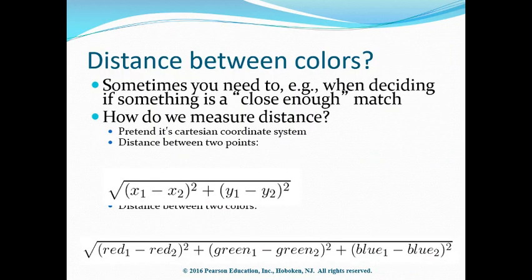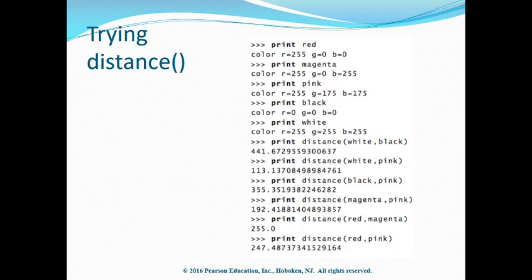So the distance between colors. Sometimes you need to, for example, when deciding if something is a close enough match. How do we measure distance? Pretend it's the Cartesian coordinate system, the distance between 2 points. So we're all familiar with this. So we can see the distance between two colors is red 1 minus red 2 squared plus green 1 minus green 2 squared plus blue 1 minus blue 2 squared, and then the square root of all of that. So we can try the distance function. We can see the distance between white and black, distance between white and pink, distance between black and pink, and so on and so forth.